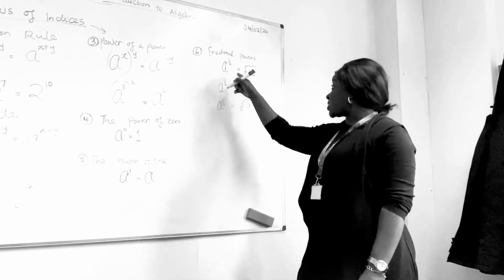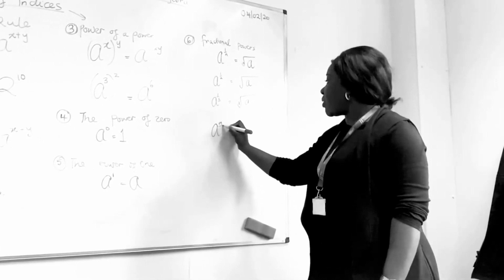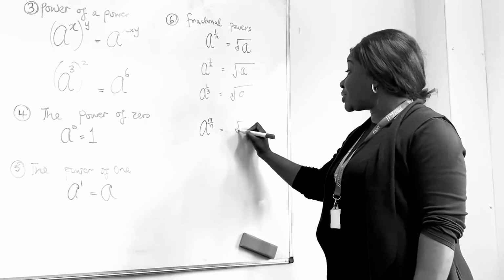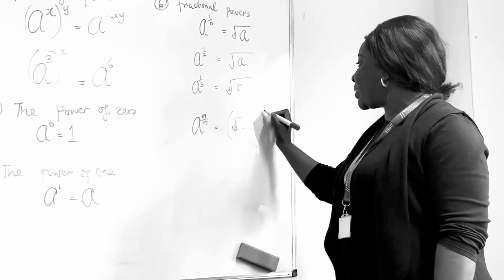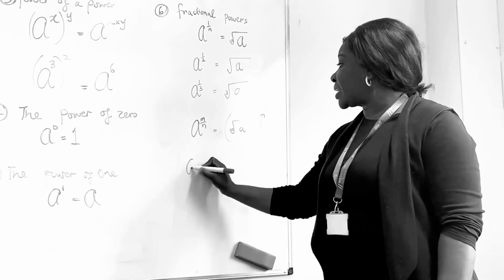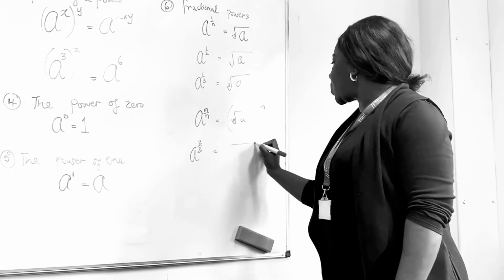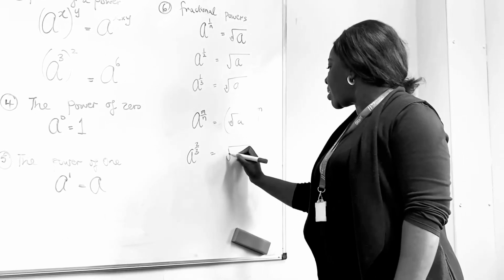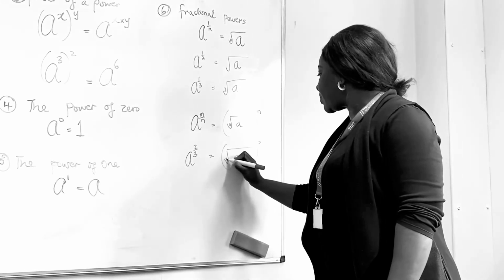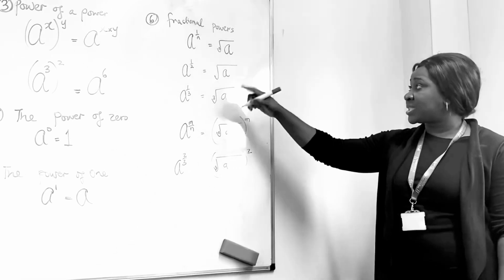There's another part to fractional powers. You have a to the power m over n, which is equal to still the nth root of a, but this time all raised to the power of m. So if you have a to the power 2 over 3, that would be equal to the cube root of a all raised to the power of 2. Yeah, so that's just that part of it.